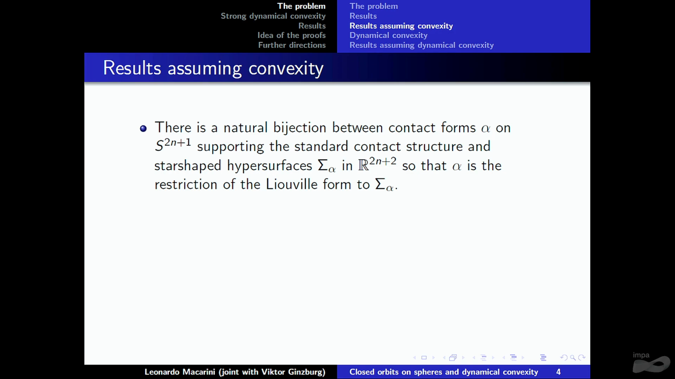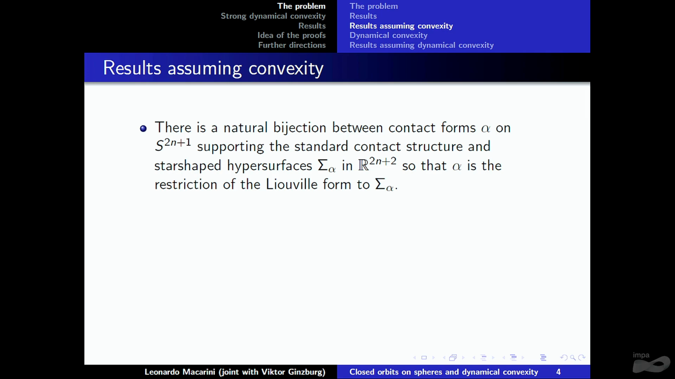Okay, but when we impose some conditions on the contact form, we know much more. There is much more information about the bound of the simple periodic orbits. So notice that there is a natural bijection between contact forms alpha supporting the standard contact structure and star-shaped hypersurfaces in R^{2n+2}, right? Such that, given a contact form alpha, you have a unique sigma alpha in R^{2n+2} such that alpha is a restriction of the Liouville form to sigma alpha.